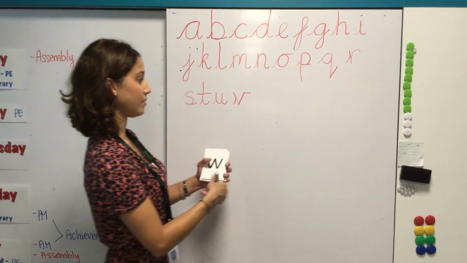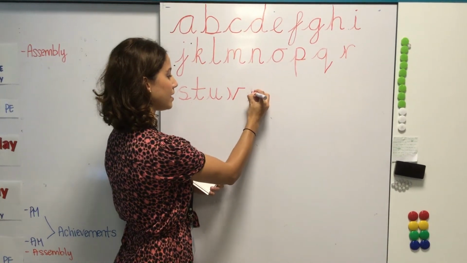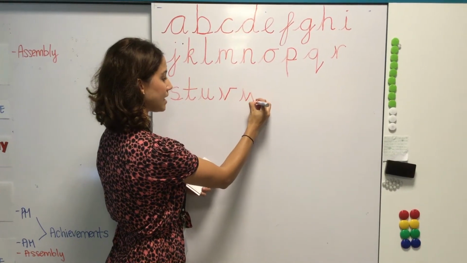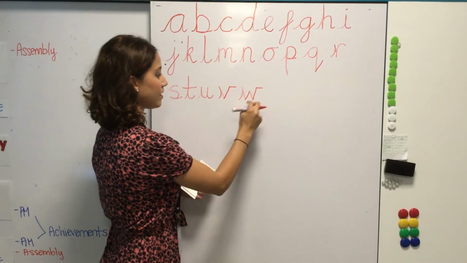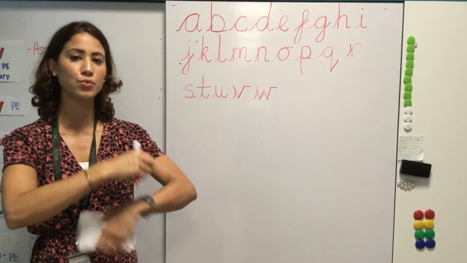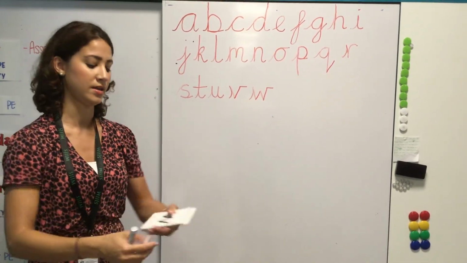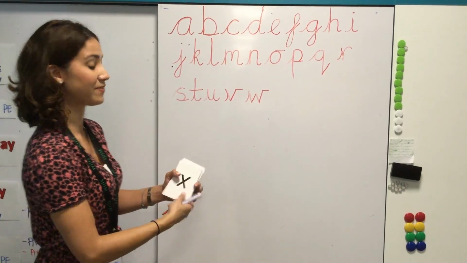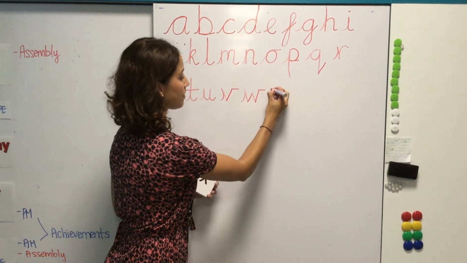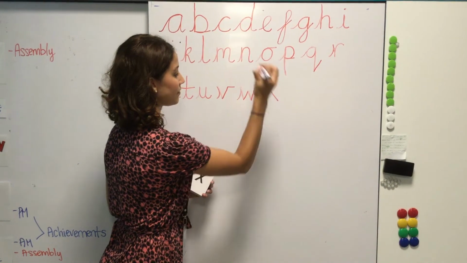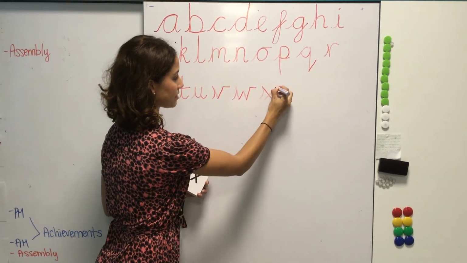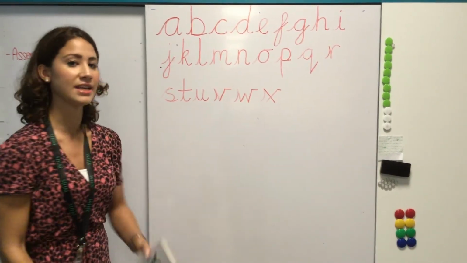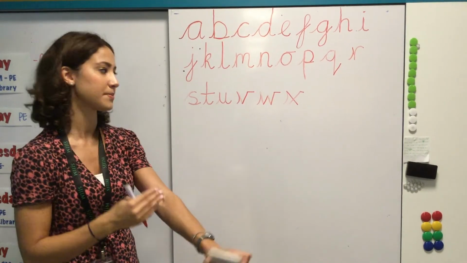To write the grapheme W, you swoop up, down a wing, up a wing, down a wing, up a wing, flick. The action for this phoneme is woo. To write the grapheme X, you swoop up, down an arm and leg, lift the pen up, and repeat the other side, flick. The phoneme action for this is x, x, x, x, x.